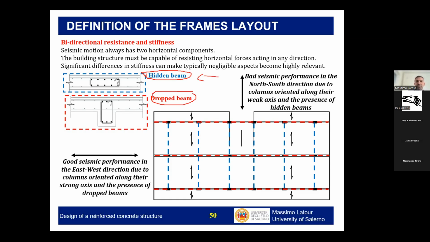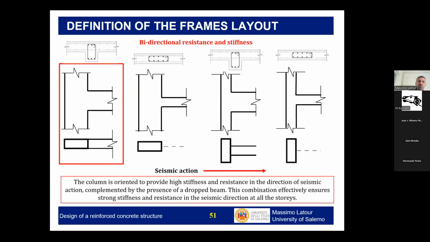So the hidden beam will not provide such a high stiffness to lateral loads to be considered as a seismic resistant element. So there is a bit of a decision that has to be made when you start to define the arrangement of columns and the arrangement of beams in your layout. Looking at the plan view, it's important to decide if the column is oriented in this way or in this way.